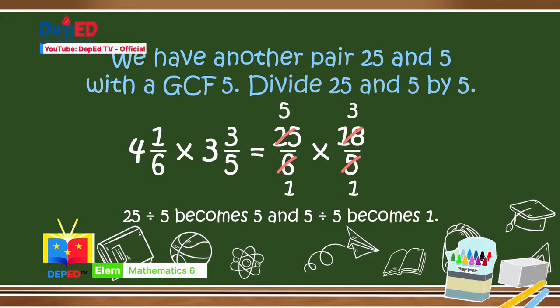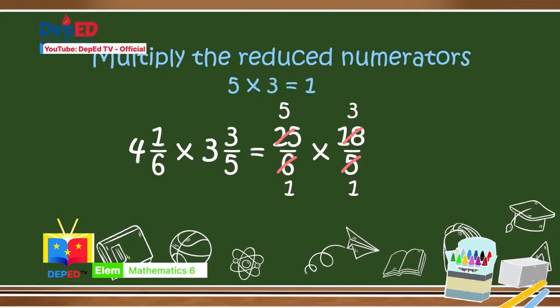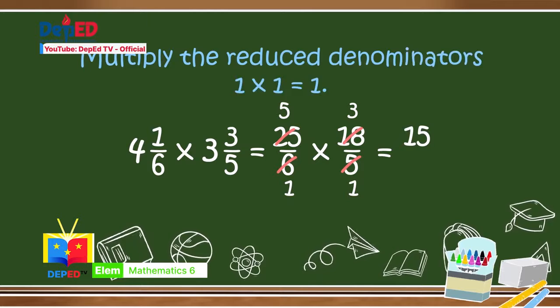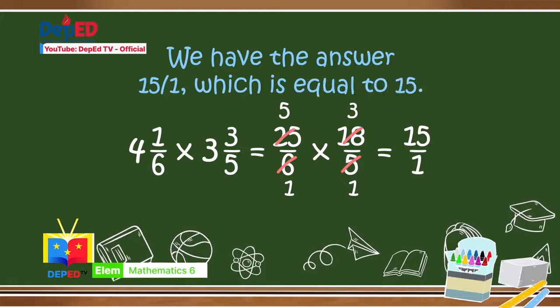Now, multiply the reduced numerators. 5 multiplied by 3 equals 15. Also, the reduced denominators, 1 multiplied by 1 equals 1. We have the answer, 15/1, which is equal to 15.